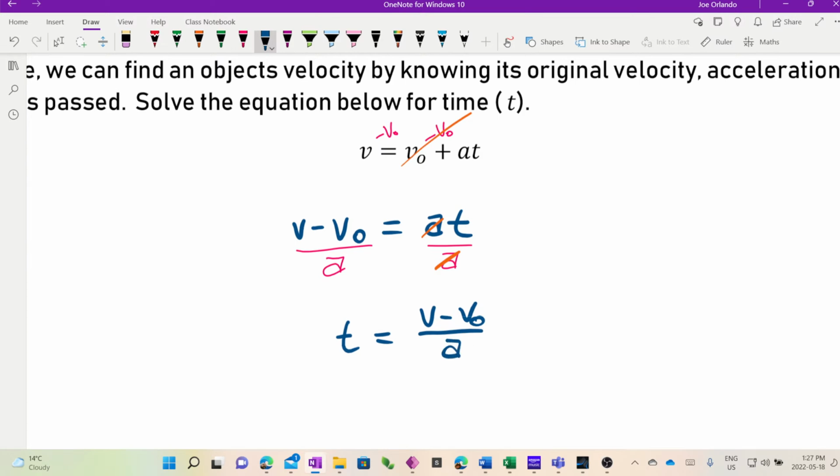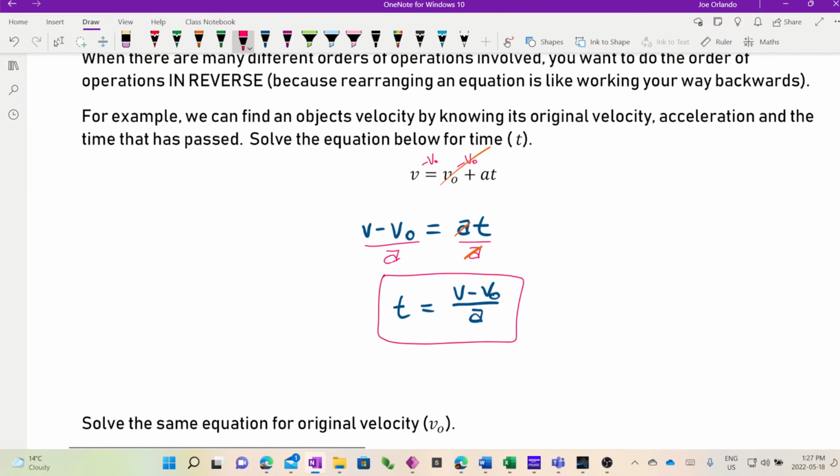By the way, just so you know, Caleb, had you done it the other way, you'd have ended up with T equals V over A minus VO over A. That's not wrong. It's perfectly right. Again, there are no rules, there are only guidelines. As long as you're mathematically correct, you can do it any way you like. But BEDMAS backwards is kind of the most logical way.